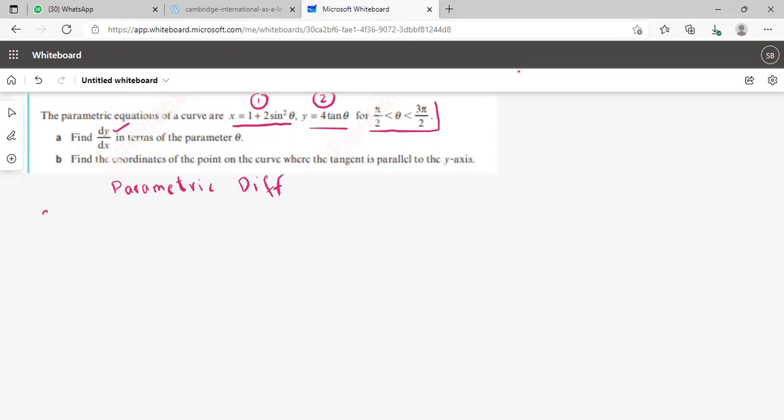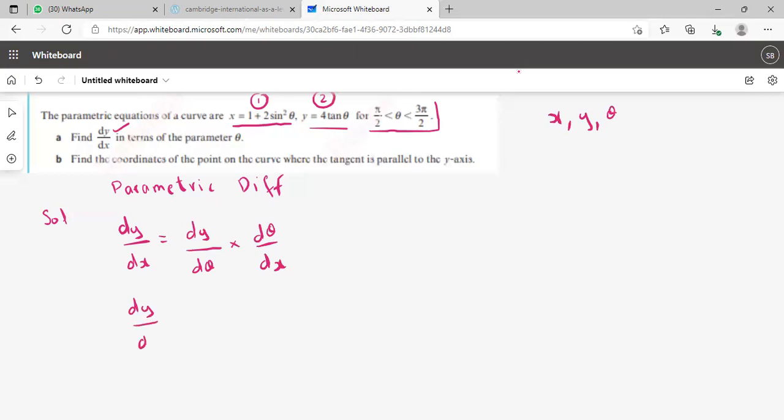Solution. We need to find dy by dx; the first variable is x, second is y, third one is theta. What is going to be the chain rule in this case? This will be dy by d theta times d theta by dx. Very well done. So you only need to remember this formula. You are already good enough at differentiation.